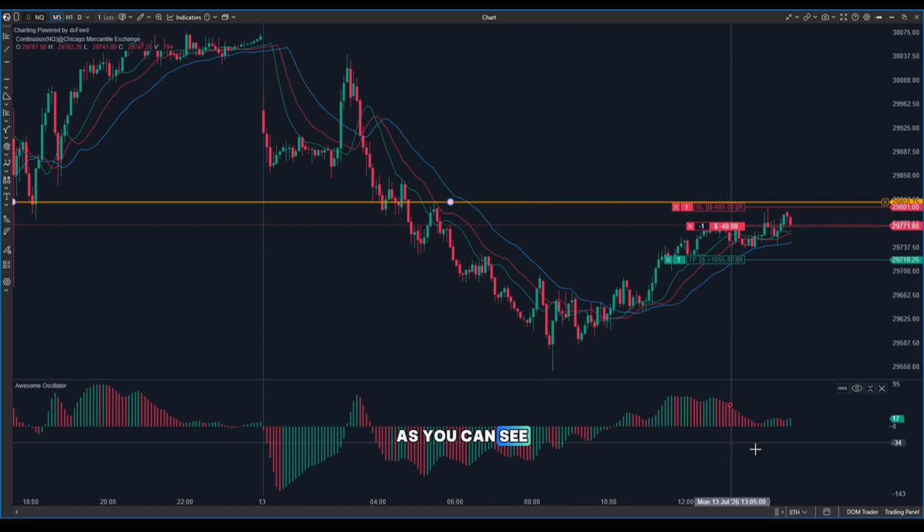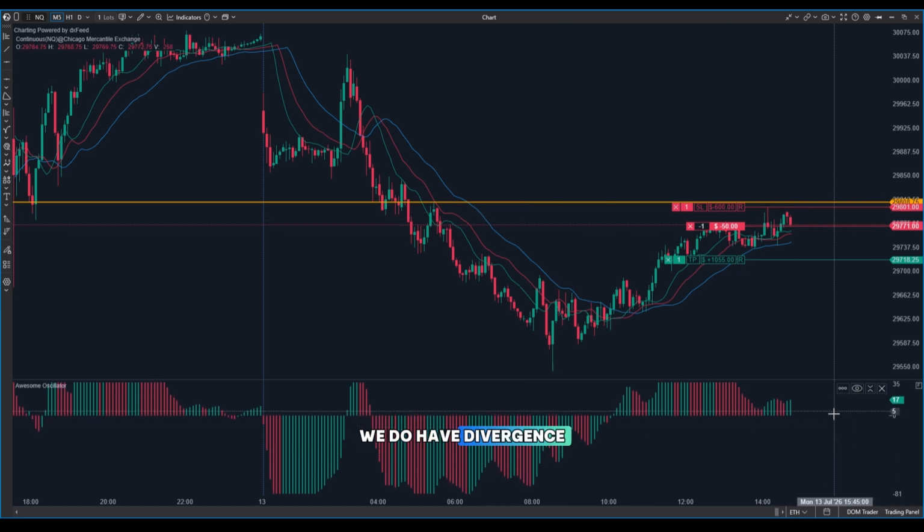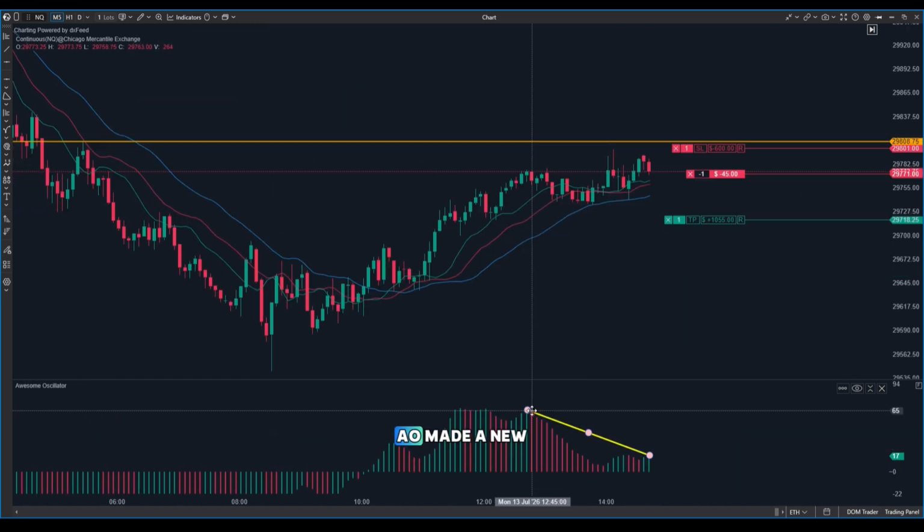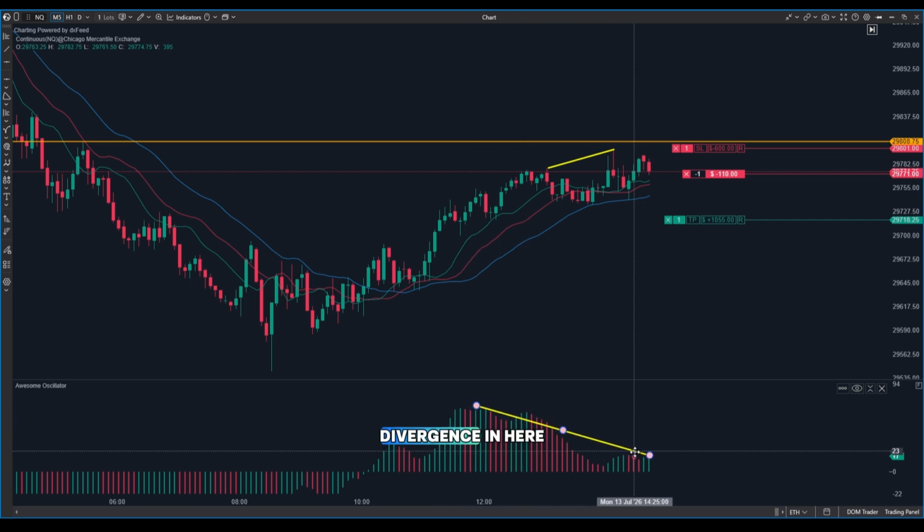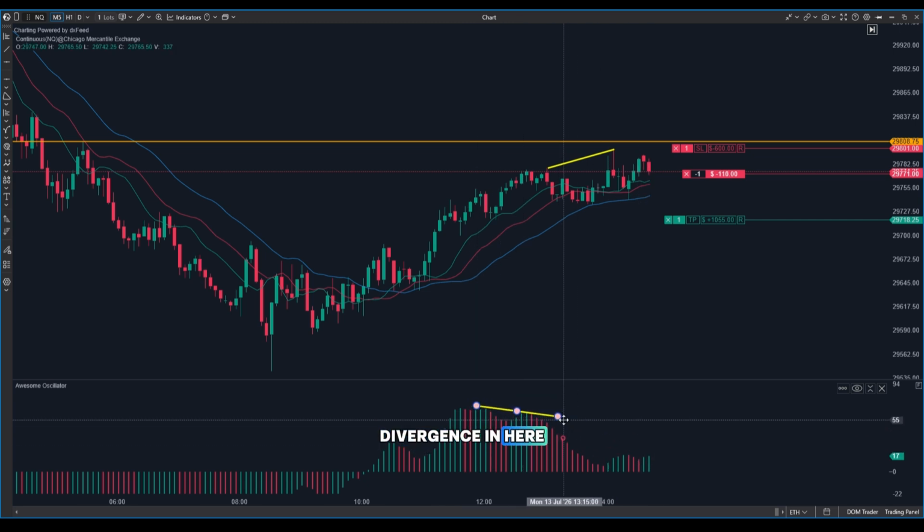As you can see, we do have divergence in the Awesome Oscillator. AO made a new higher low. On the other hand, price made higher high. It's obvious and evident in the market. We also have another divergence in here. Same divergence also appears in the 1 minute chart.